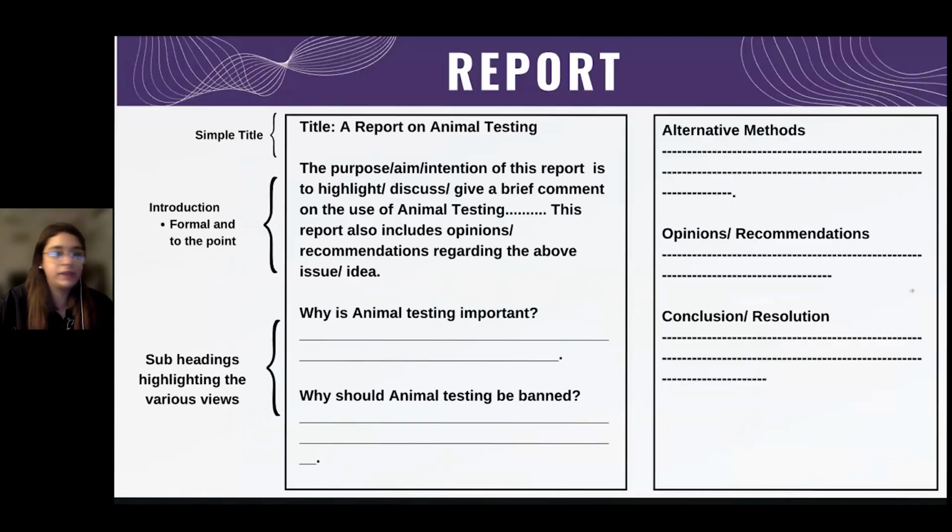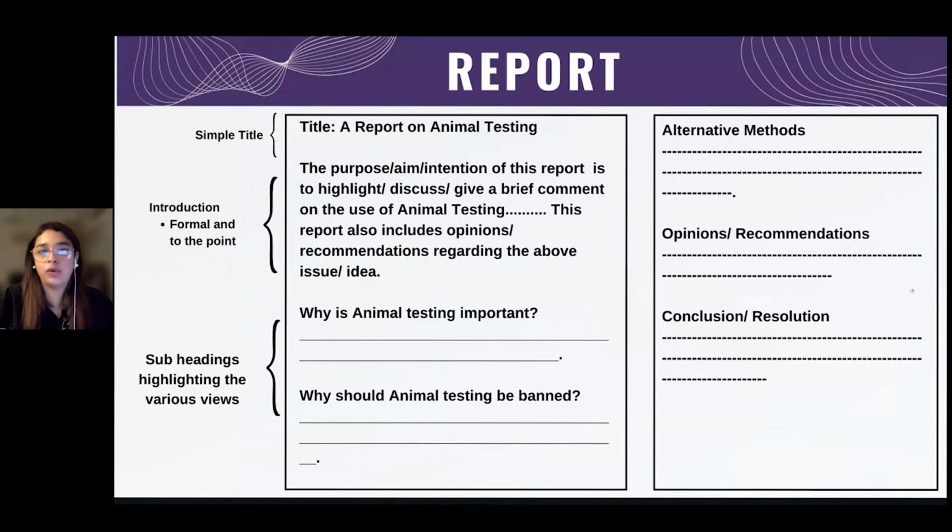Are we good to go with the speech format generally? Okay, I guess we are. All right.